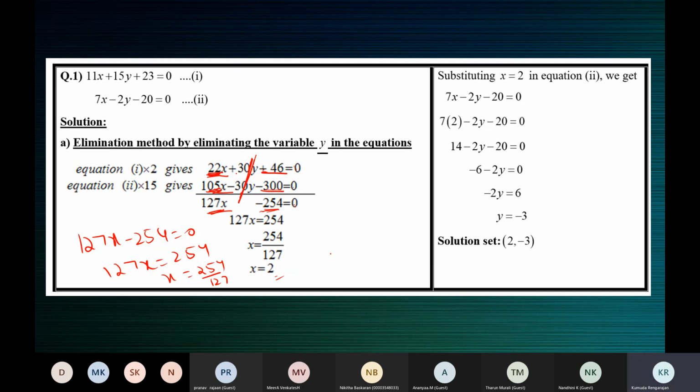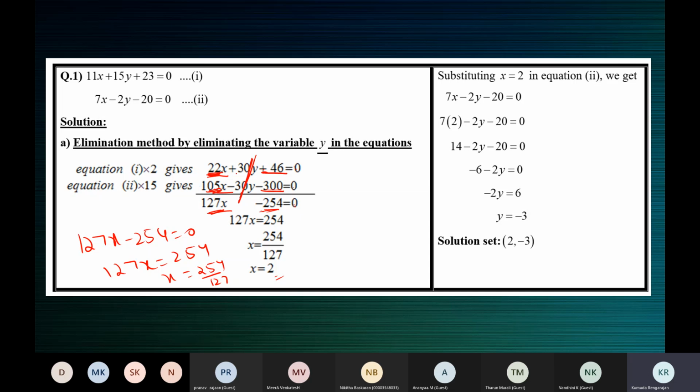So how did we find the value of x? By eliminating the variable y. And how did we eliminate the variable y? By making their coefficients the same, the absolute value of the coefficients, that is, ignoring the sign. The absolute value of the coefficients of y is the same in both, so they get cancelled, because one is plus 30 and the other is minus 30, so 0. So by eliminating one variable, we find the value of the other variable. By eliminating y, we found x.